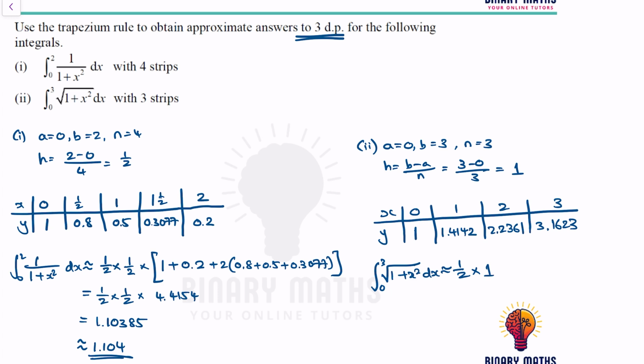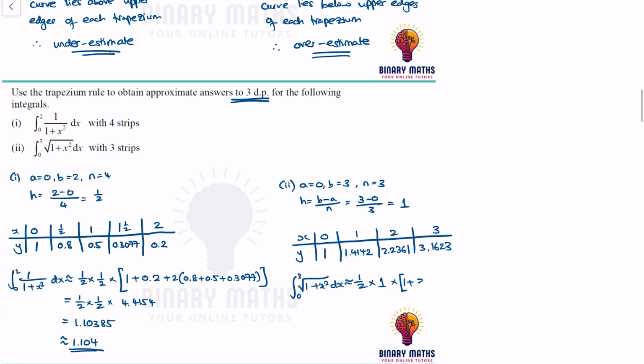So the integral from 0 to 3 of root 1 plus x squared dx is approximately equal to half times h, which is just 1, times first value plus the last value, plus 2 lots of everything in the middle, which is 1.4142 plus 2.2361. Half times 1 times everything in the square bracket equals 11.4629, which if I do half times 1 times 11.4629, I get 5.73145, which is approximately, to 3 decimal places, 5.731.